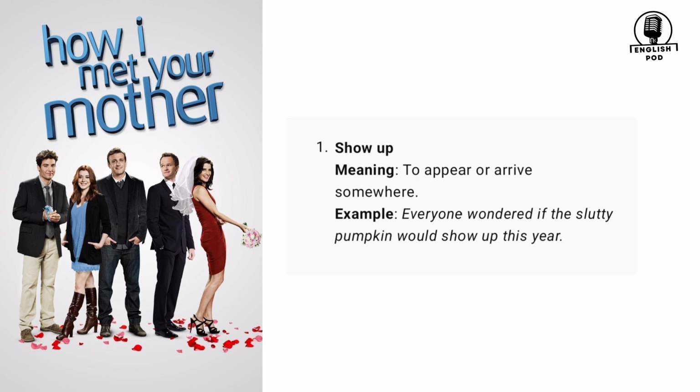Is "you gonna make an appearance?" So meaning to appear or arrive somewhere? Right. But why is this such a loaded phrase? Well, because showing up is like a commitment. You're saying, I'm gonna be present, I'm gonna be there. And there's that potential for things to unfold, for interactions. And the fact that we don't know whether the slutty pumpkin is going to show up creates that suspense, that anticipation.